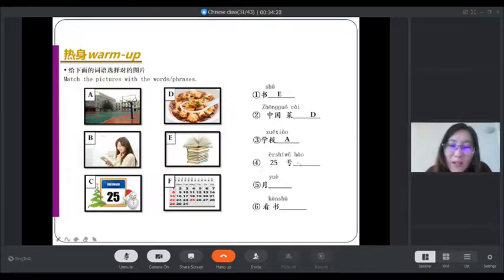Number 4, 25号 that means the date 25. Number 5, 月 means month. Number 6, 看书 means reading. So these are the new words of today.